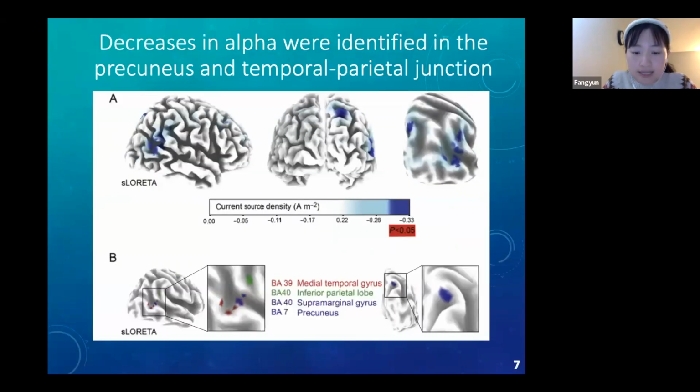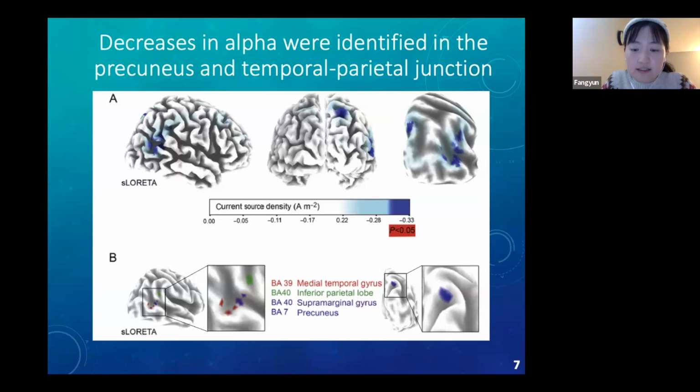In order to find out the localization of the source for these power changes captured with the surface EEG, they conducted the EEG source estimation analysis. They identified significant effects in source estimates for only alpha oscillations. Figure A shows 3 different views of the source estimation results.